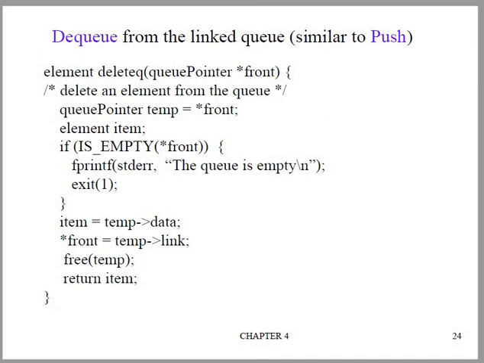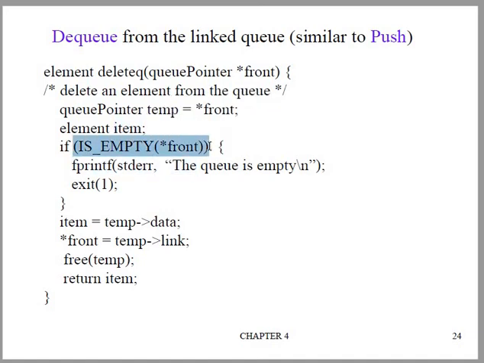Now how can you remove the element from the queue? For that we have to write delete queue. For that, the front pointer you have to pass as the argument. Create a temporary pointer, make it point to the front node, and whatever item we are removing from the queue, that we will copy to item.